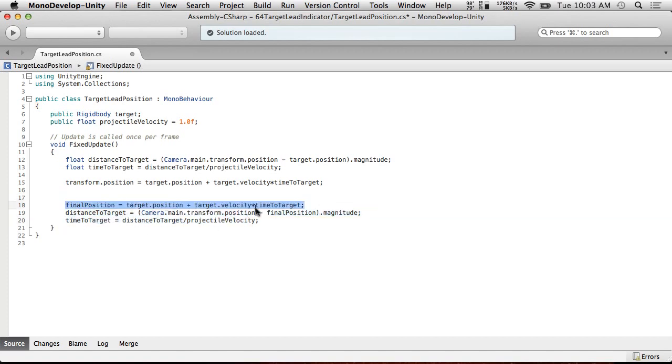And so we don't know time to target yet because we can't figure out time to target until we have figured out the distance to the target, and we can't figure out the distance to the target until we have the final position. So yes, this is not as easy as it first looked.